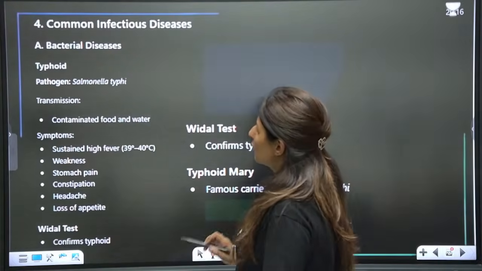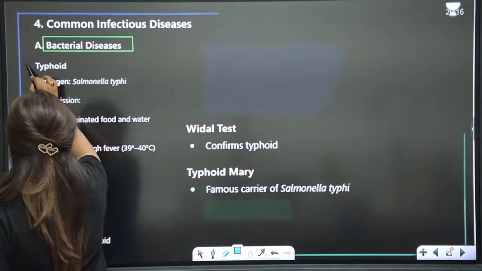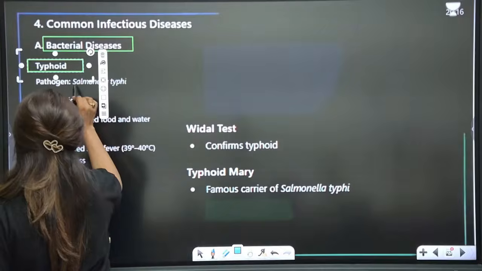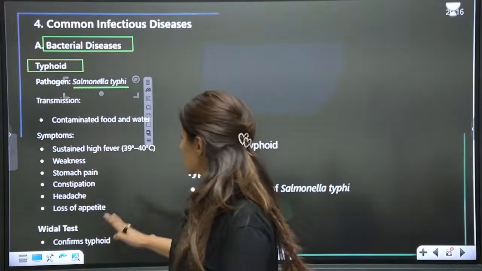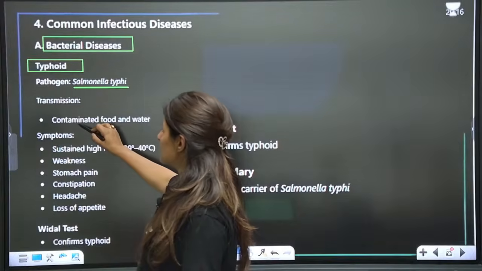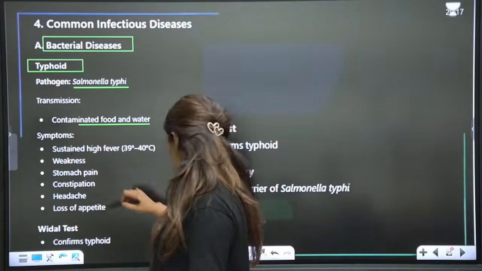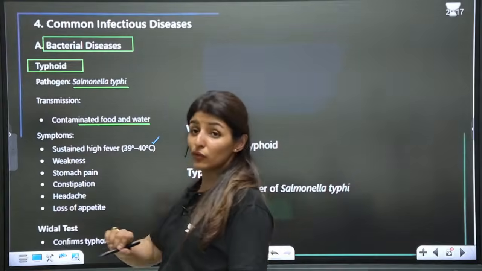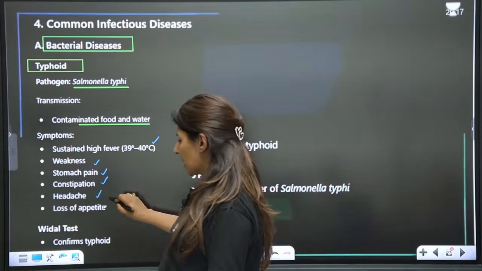So talking about bacterial disease first of all, we are going to discuss typhoid. See here. So typhoid is caused by Salmonella typhi. I have listed down things so that it is easy for you. How does it spread? Through contaminated food and water. What are the symptoms, guys? Sustained high fever, very important, 39 to 40 degrees Celsius. Weakness, stomach pain, constipation, headache, and loss of appetite.